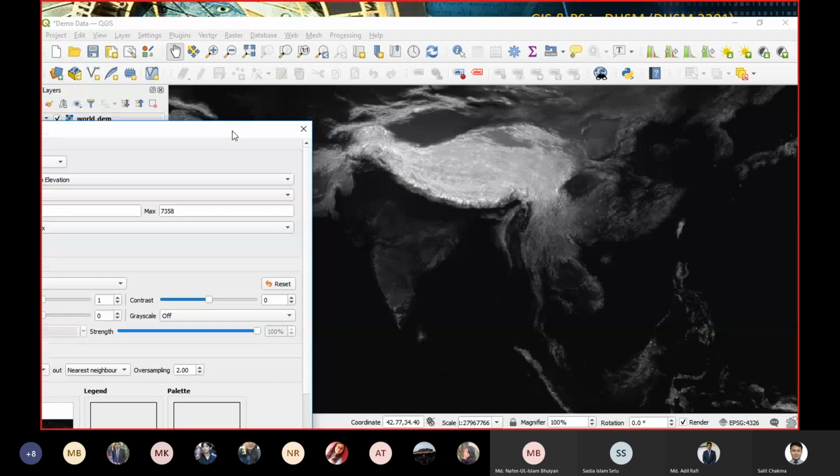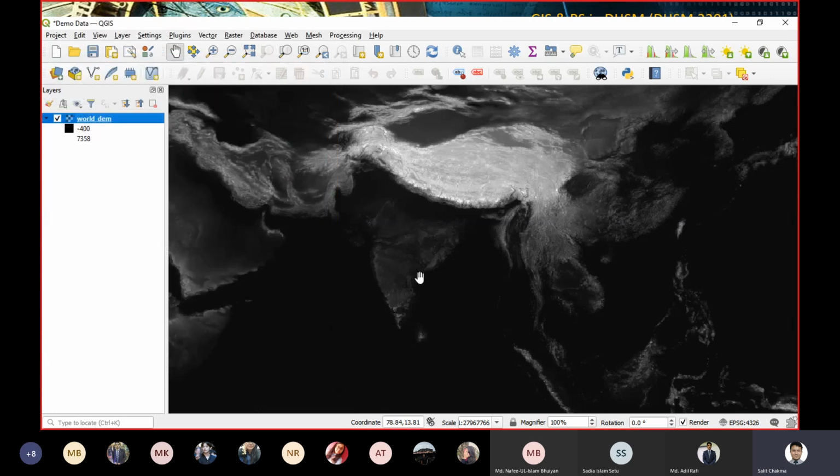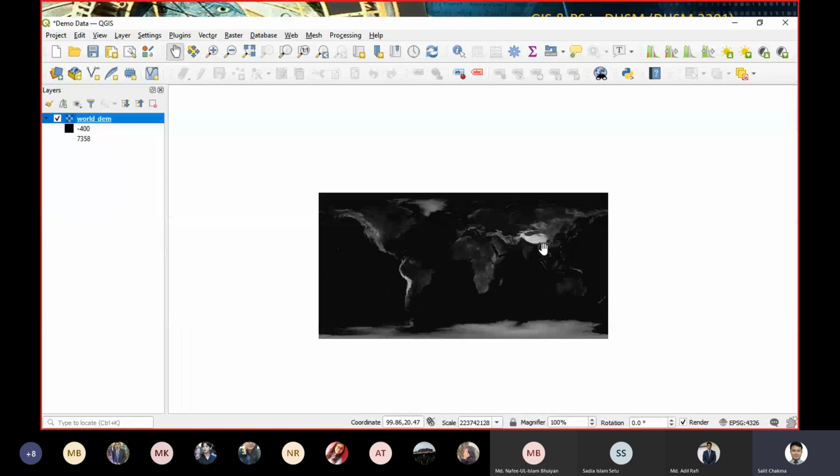Now you see that these are all single pixels, getting represented in grayscale, black and white. Higher elevations are white and low elevations are black. Even in the seas, they also have pixels. So if I zoom out, you have this entire collection of pixels.